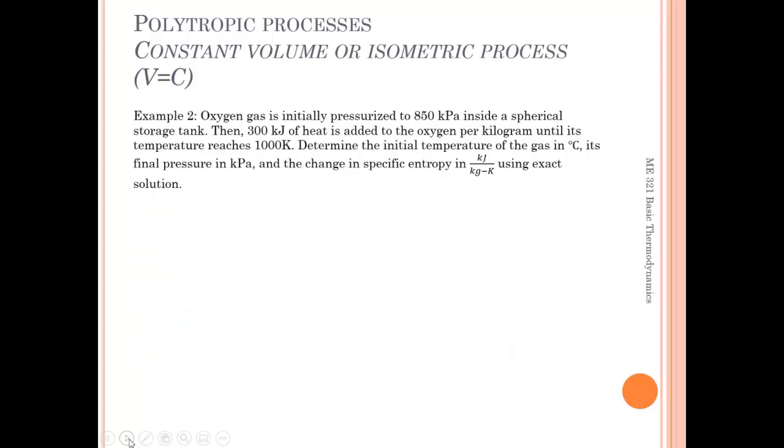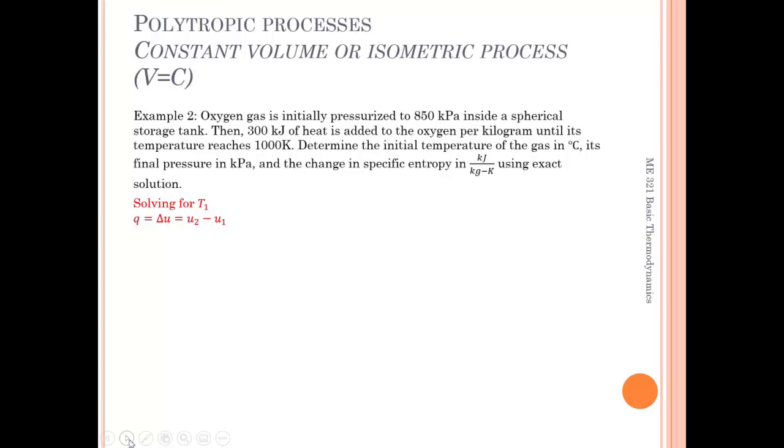We first compute for the initial temperature of the gas. We can find its value using the formula for finding the amount of heat transferred per unit mass. But since we are instructed to use exact solution, then we cannot consider the specific heat at constant volume to be constant. Therefore, we shall equate Q to be equal to the change in specific internal energy, which is just equal to the final specific internal energy minus the initial specific internal energy.